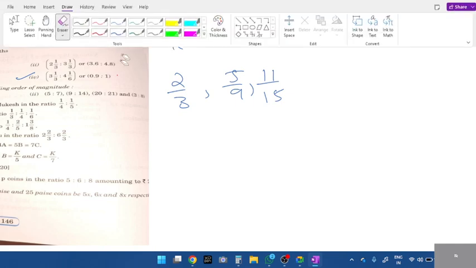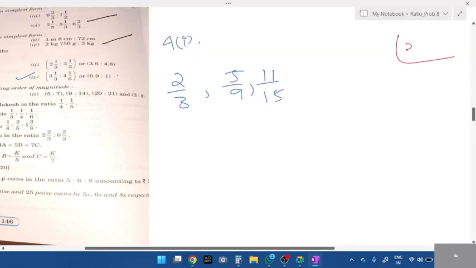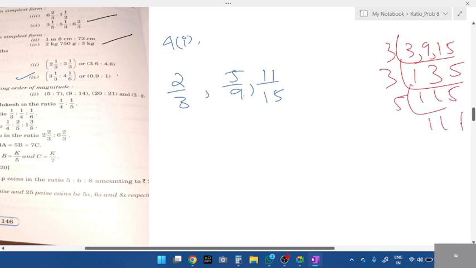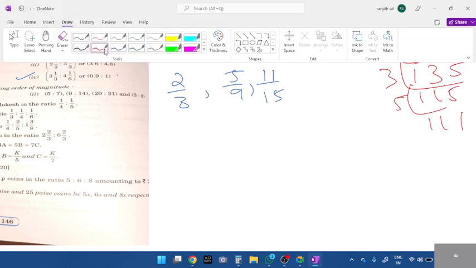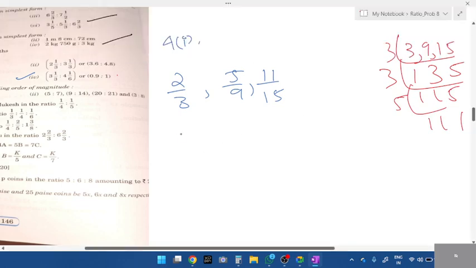Okay, first question. Take LCM for 3, 9, and 15. 3, 1, 3, 3, 3, 5. Yes, 45. Multiply. As soon as you take LCM, any question, mathematics, any chapter, LCM is the same. 2 by 3 into 45, comma, 9 by 5 by 9 into 45.